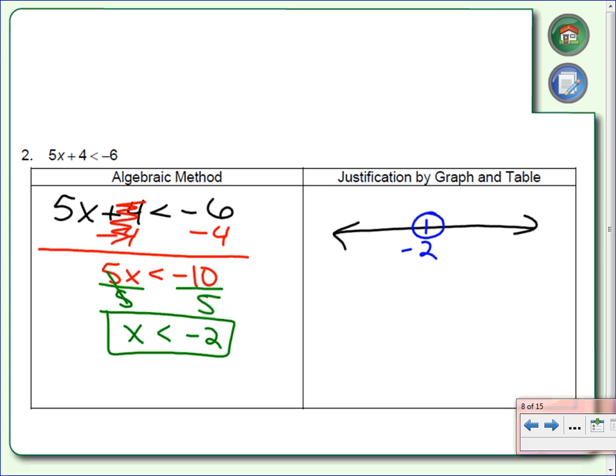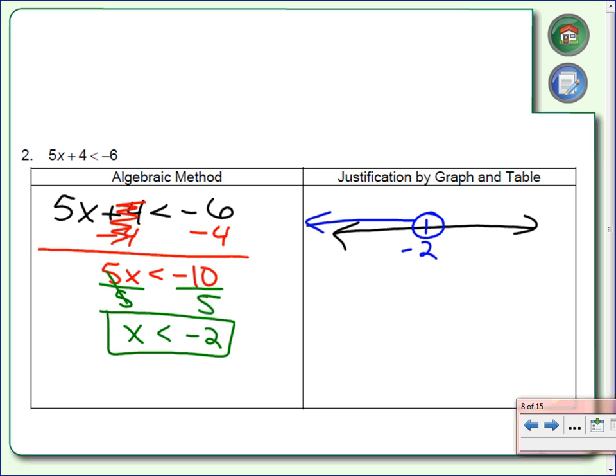In this case, it says that x is less than a negative 2. So what side has numbers that are less than a negative 2? To the left or to the right? To the left. So we're going to point to the left. This is what it looks like graphically.